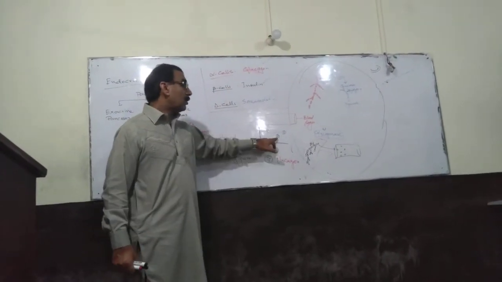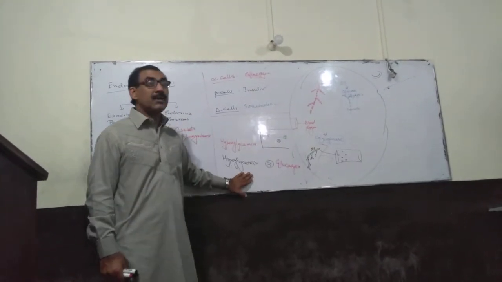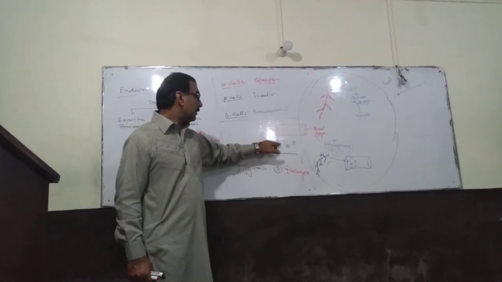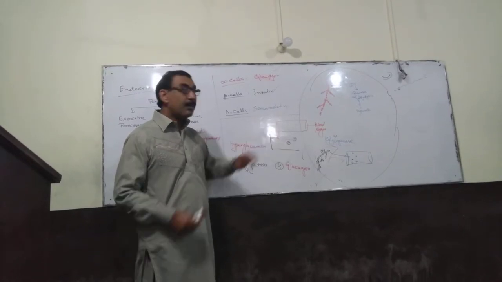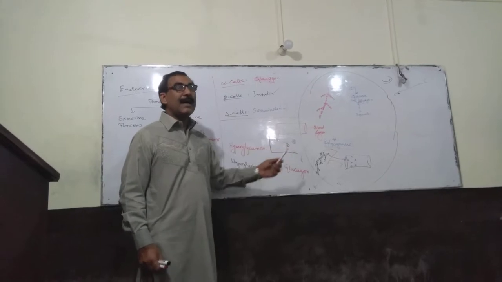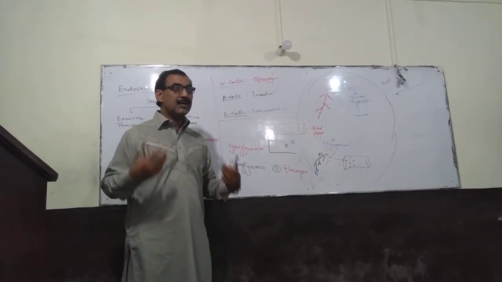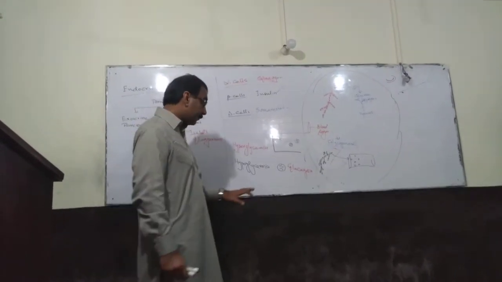When there is a low level of sugar in blood, that condition is known as hypoglycemia. And this is the optimum level of sugar. When there is the optimum level of sugar, the person is having happy health. Okay? He or she is having a happy, healthy life.